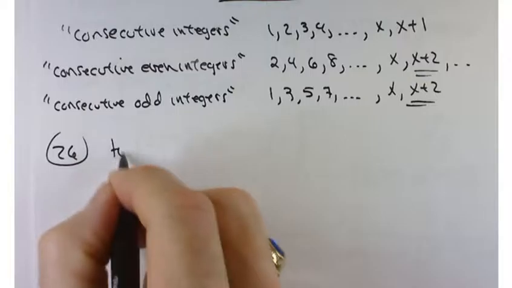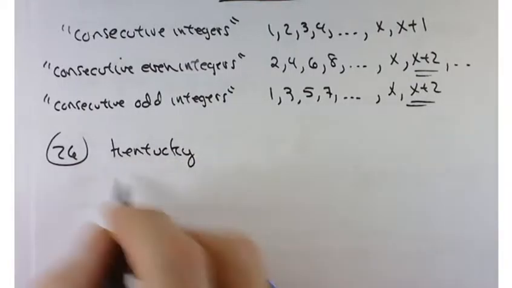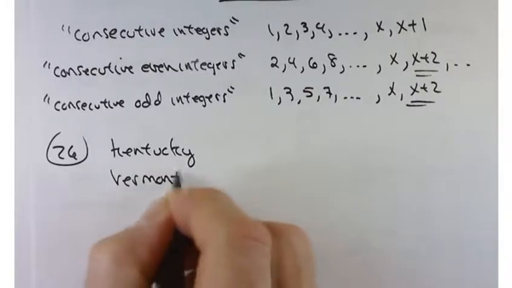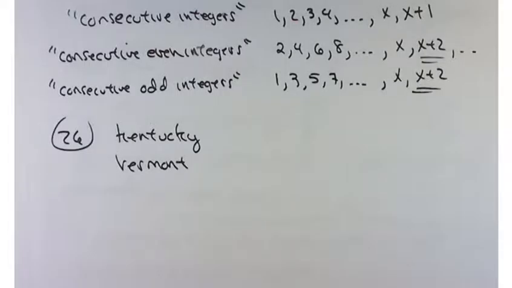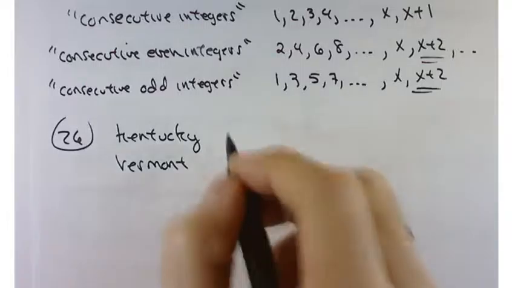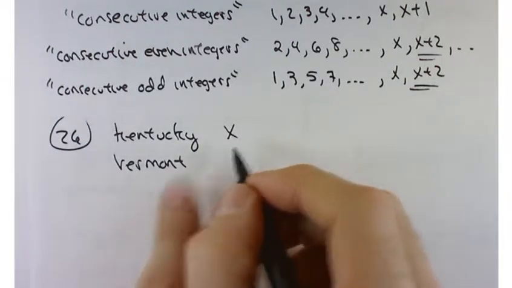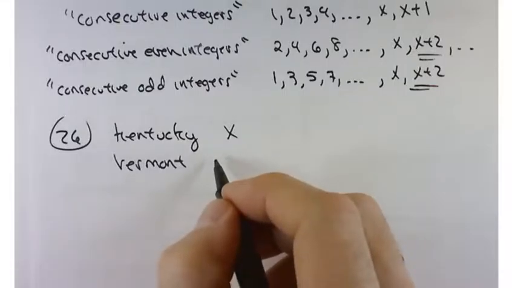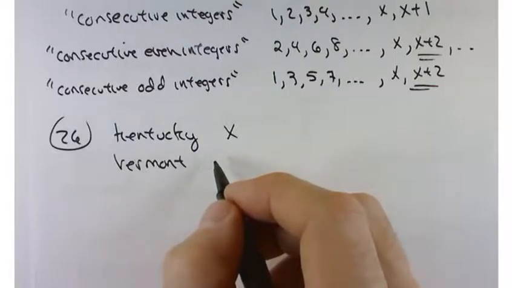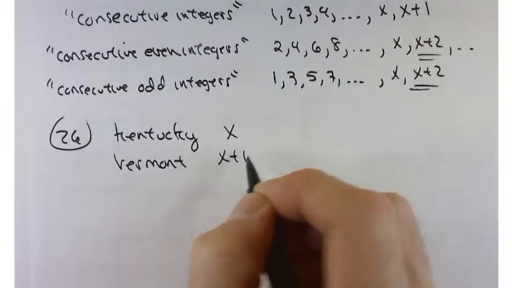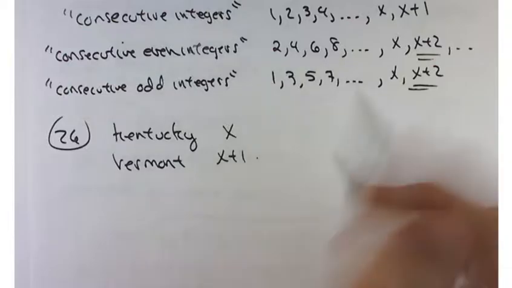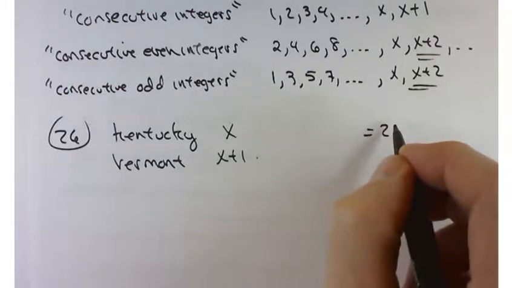So we have Kentucky and Vermont. Do we know when Kentucky entered the Union? What number it was? I sure don't. So let's call that X. If that's X, what should I write for Vermont when it entered the Union? Entered next, right? So X plus 1. So this is when Kentucky entered the Union. This is when Vermont entered the Union. The product of these things is 210.